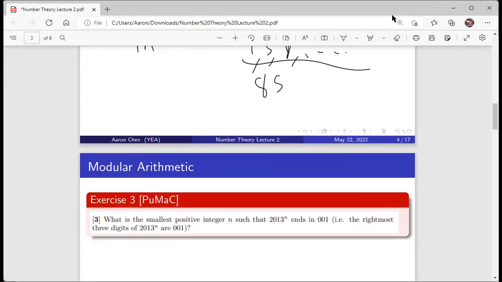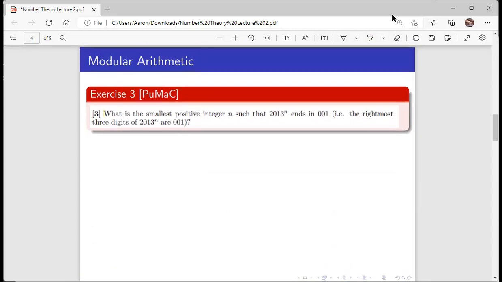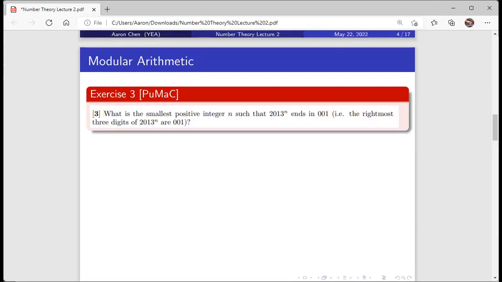And so now let's move on to exercise 3. So now let's start going over exercise 3. What is the smallest positive integer n such that 2013 to the power of n ends in 001? So first we can see that 2013 to the power of 100 is congruent to 13 to the 100.